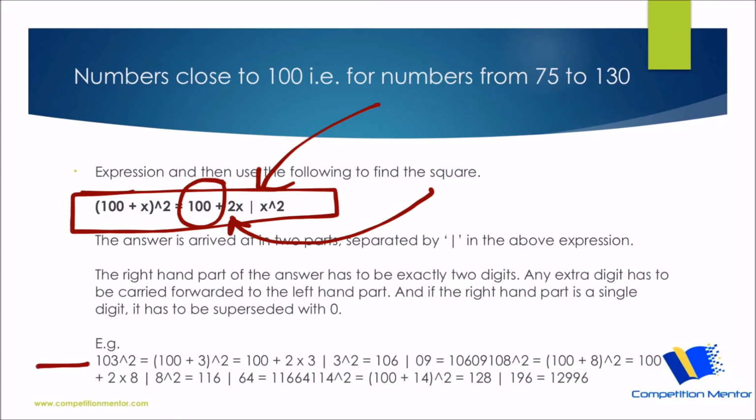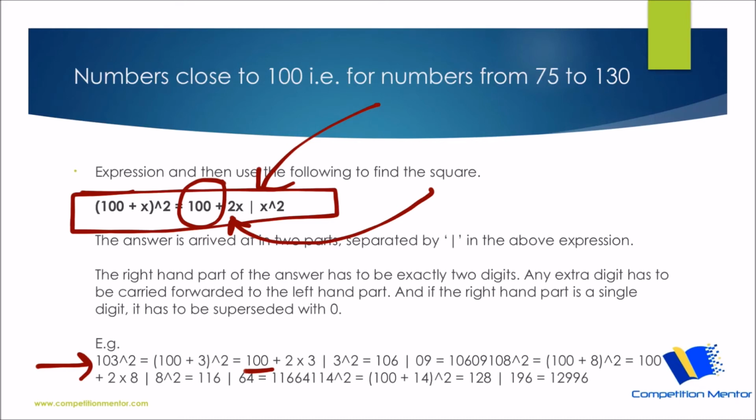For example, 103 whole square. What do you see? There is 3 greater. The reference will be 100 only. Just in the 50 case only you are dealing with 25. But in this one, that's the only point you have to understand. In this one, the reference remains 100. But x is actually 3 as it's greater.